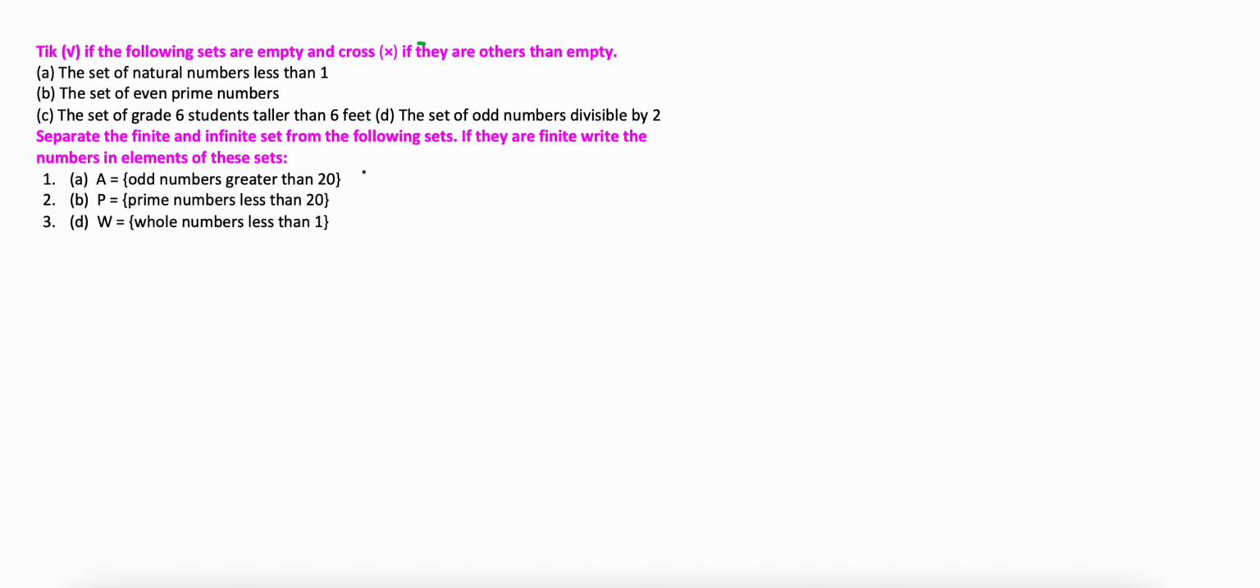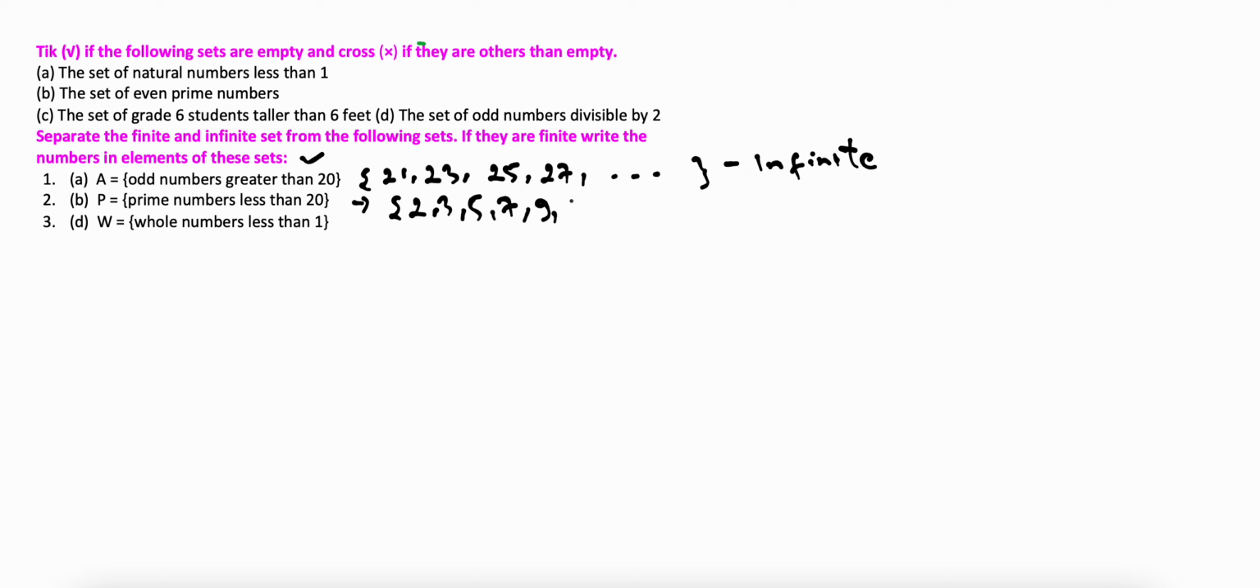Odd numbers greater than 20 means 21, 23, 25, 27, like this, and this is infinite. So as it is infinite, we cannot write the number of elements. And second, B, prime numbers less than 20: 2, 3, 5, 7, 9, 11, 13, 15, 17.